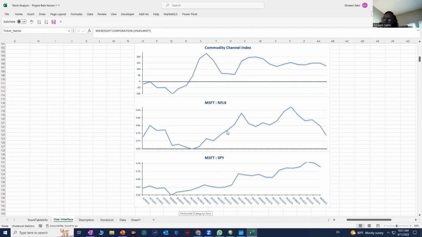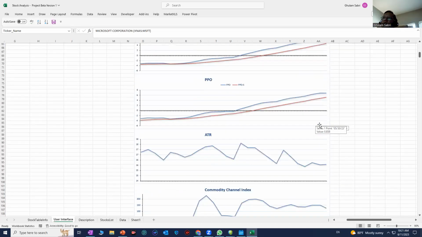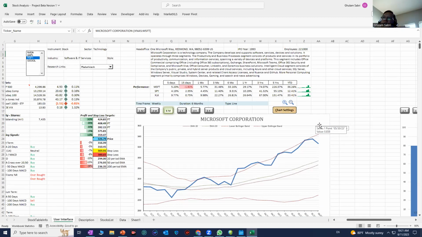Microsoft was beating Netflix till very recently, till the 1st of May. Right now it's a bit slowed down and Netflix has picked up. So it gives you a relative comparison between these two things. And you can change it. If you want to analyze it further, look at this performance chart here.